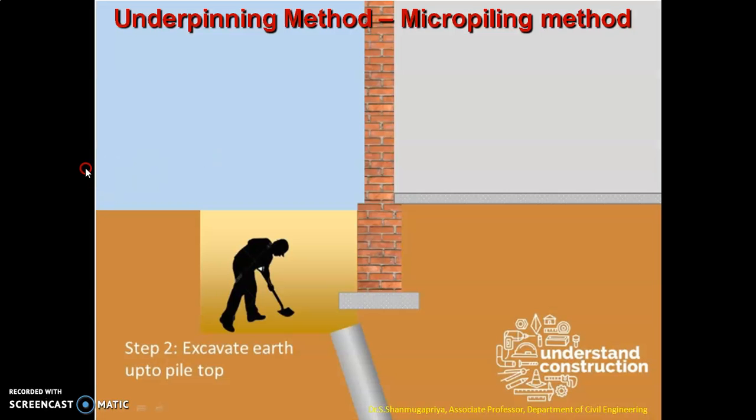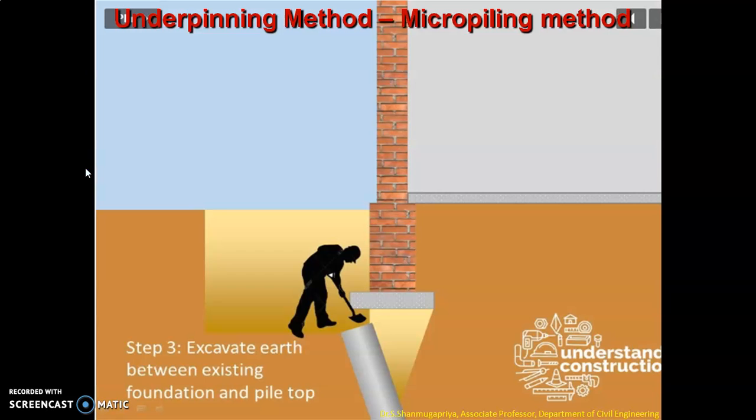In the second step, what we have to do is excavate this portion of the earth that is still above the top of the micropiles, ensuring that there is enough space for the workers to use their tools. So we have to do the excavation up to the pile top. That is the second step of this micropiling method. Now let me move on to the next slide to explain the third step of this process.